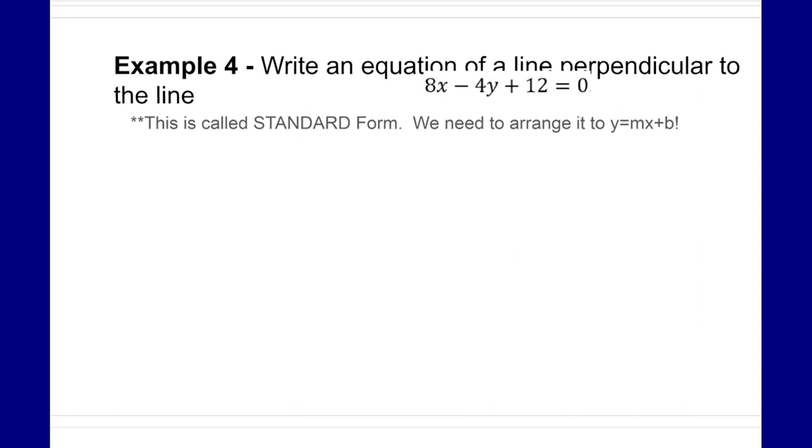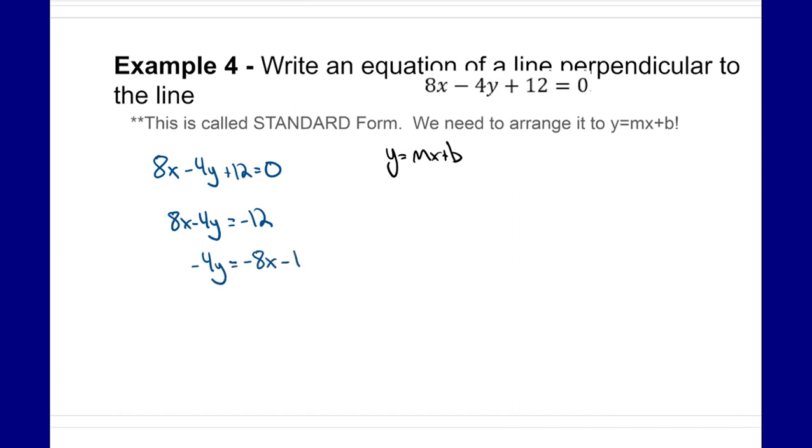What we need to do is arrange it into y equals mx plus b first. So 8x minus 4y plus 12 equals 0. I want to get it to look like y equals mx plus b. So I need the y on one side and then everything else on the other side. Let's do that first. I'm going to move the 12 over. I get 8x minus 4y equals negative 12. I'm going to move the 8x over. So I get negative 4y equals negative 8x minus 12.